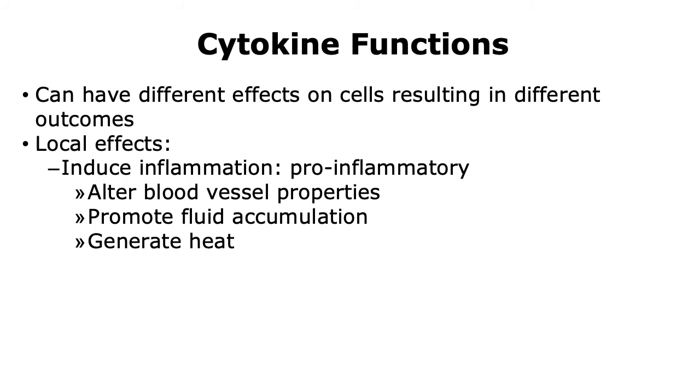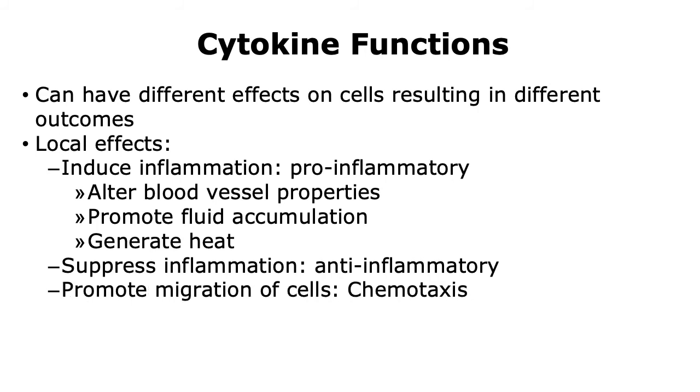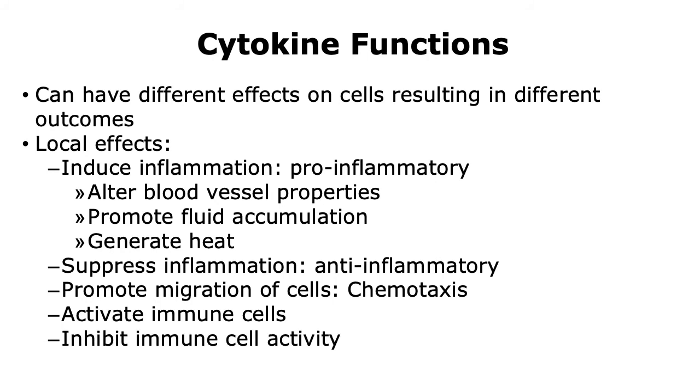While some cytokines are pro-inflammatory in nature, there are other cytokines that are anti-inflammatory in nature, and these cytokines suppress inflammation. There are cytokines that function as chemokines that can promote the migration of cells to the site of infection, and this is done by chemotaxis. There are cytokines that are able to activate immune cells at that site of infection. While there are cytokines that can activate immune cells, we do have cytokines that can inhibit immune cell activity. Thus, cytokines can mediate a wide variety of outcomes.